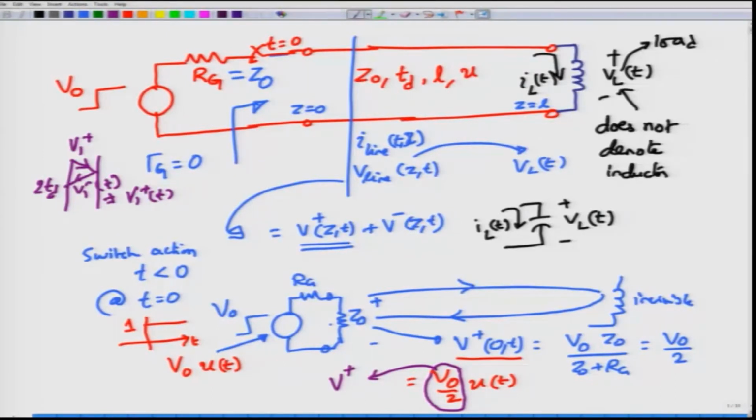To summarize, at t equal to 0, we launch a voltage whose amplitude is, let's say, V plus, and it is u of t that we have launched. At what time does this initial incident voltage reach the load? It will reach the load after a time t equal to Td. Thus at time t equal to Td, this voltage, which has an amplitude of V0 by 2, would have reached the load side, which means any operation at the load side must begin only for t greater than or equal to Td.